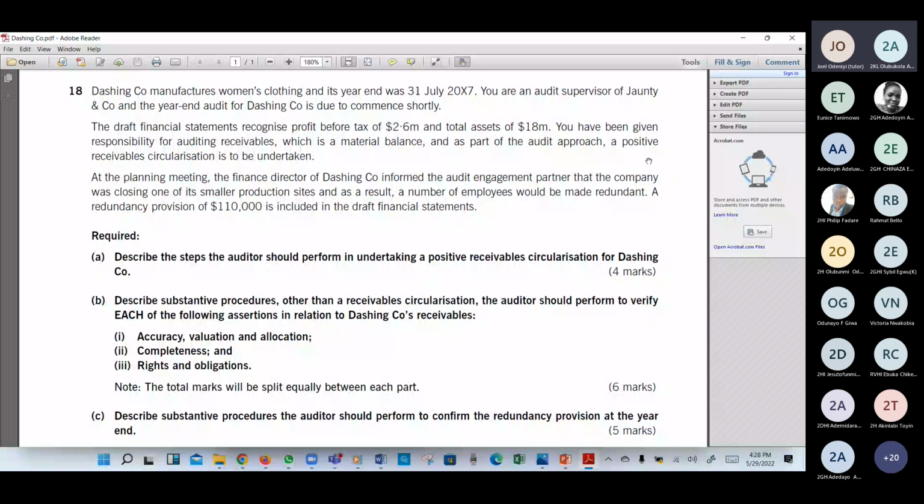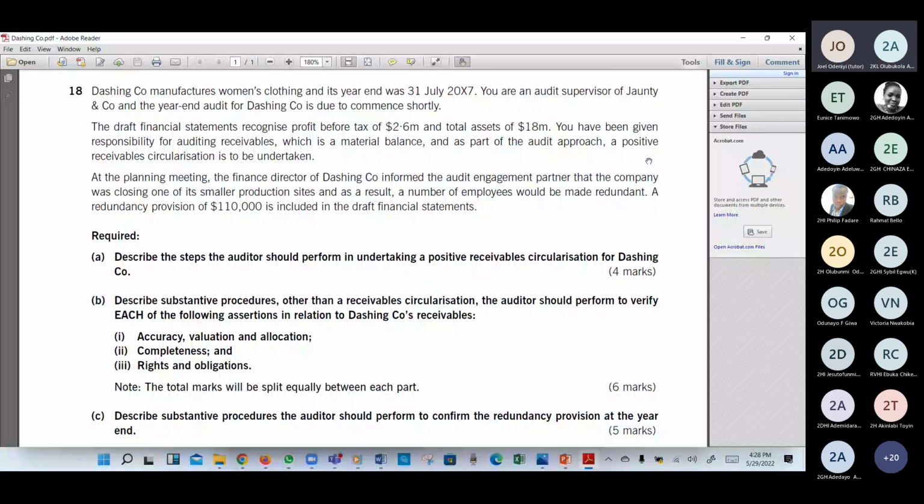So old balances, new balances. New means balances that don't have any transaction yet. They are still part of the receivables balance. And the negative balances. A negative balance is more like instead of the customer owing you, you are the one owing the customer. All of those kinds of balances should be part of receivables circularization.